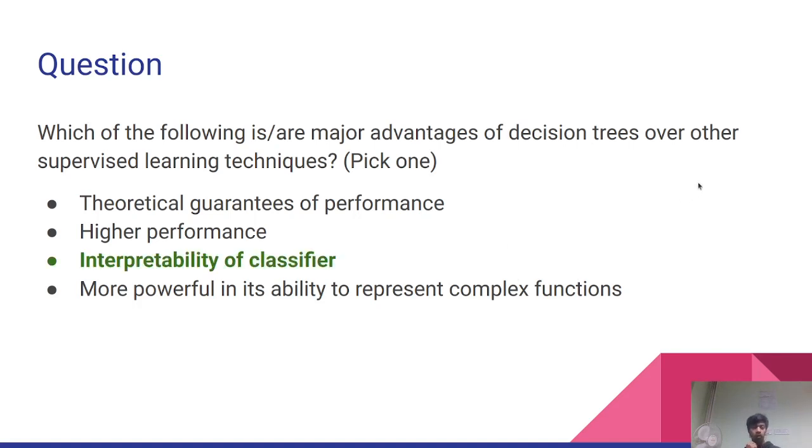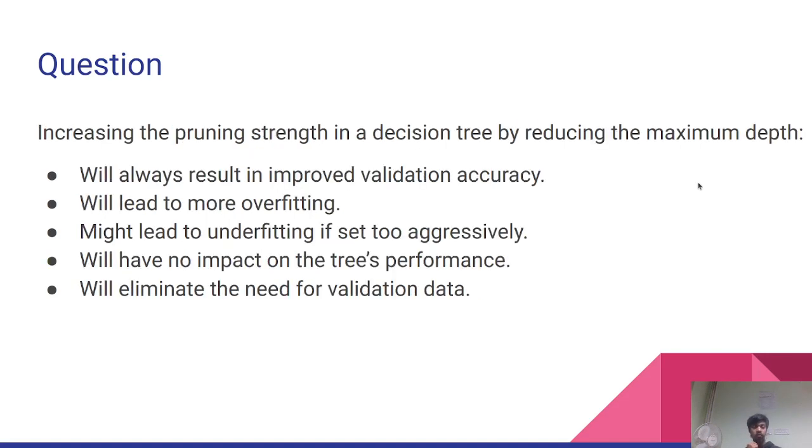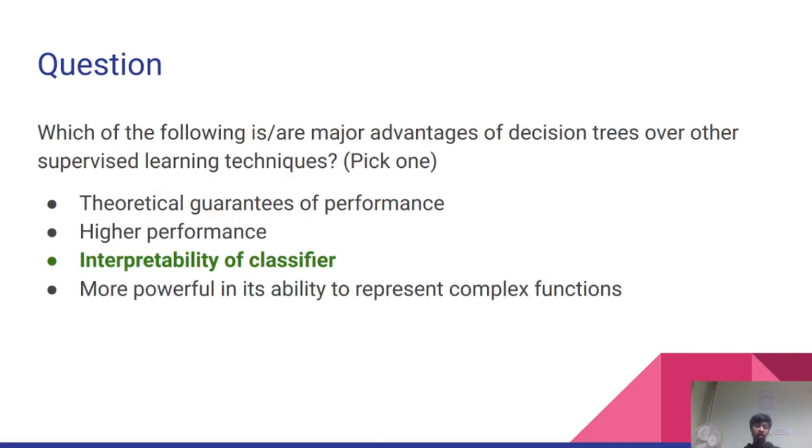So let's go to the next question. Increasing the pruning strength of a decision tree by reducing maximum depth. Sir, basically, last question, answer is C. Yes, last question, answer is C. Okay, sir. Thank you.